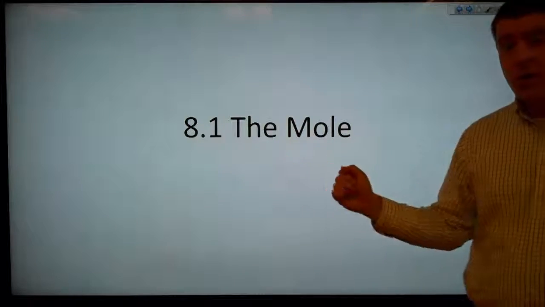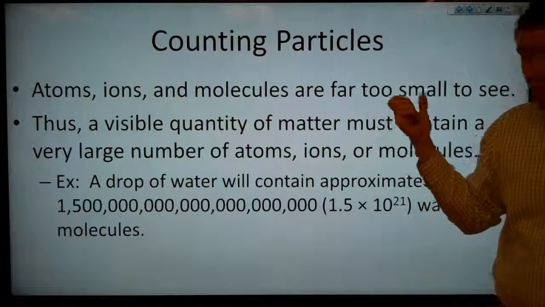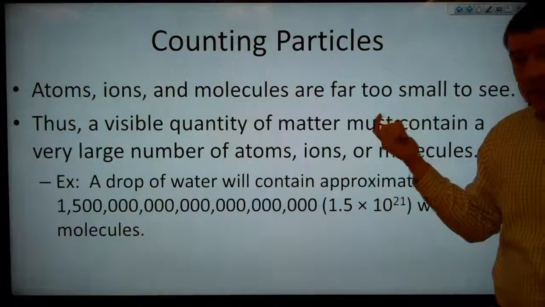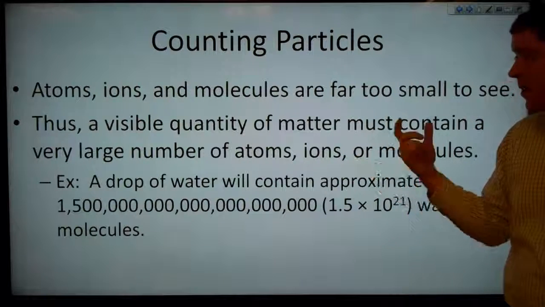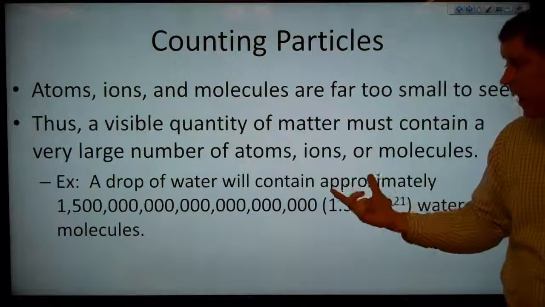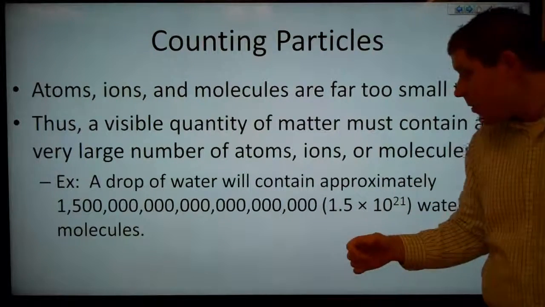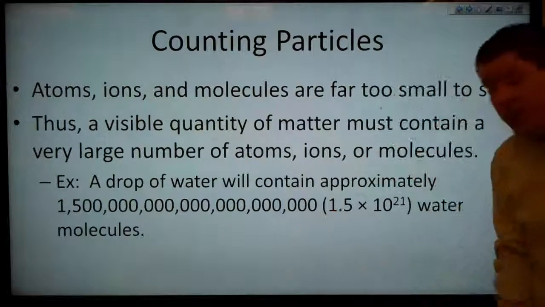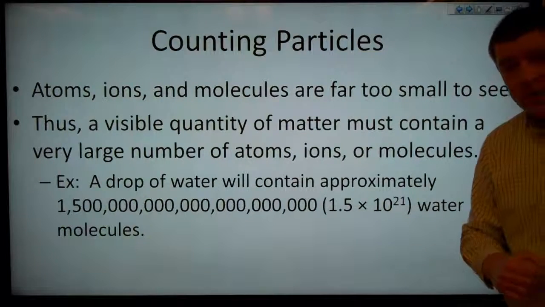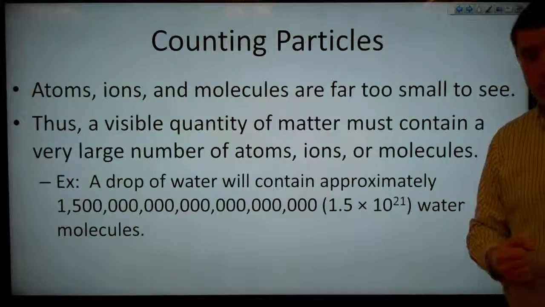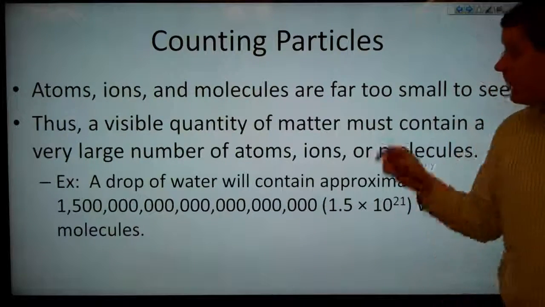Welcome to the mole. So atoms, ions, and molecules are way too small for us to actually see them, which means that a visible quantity of matter contains huge numbers of atoms, ions, or molecules. For example, a drop of water will contain approximately this number, 1.5 times 10 to the 21 water molecules. That's a huge number of water molecules. There's no possible way you could count all of those.